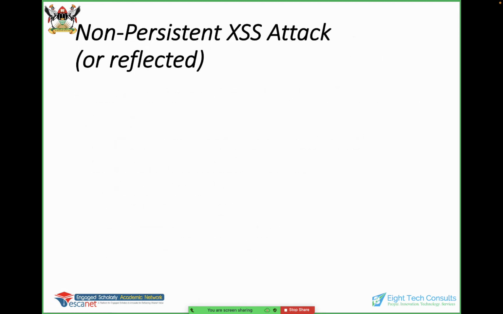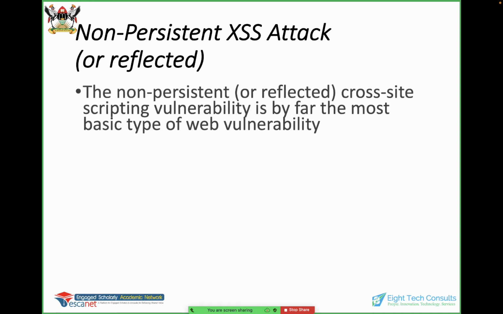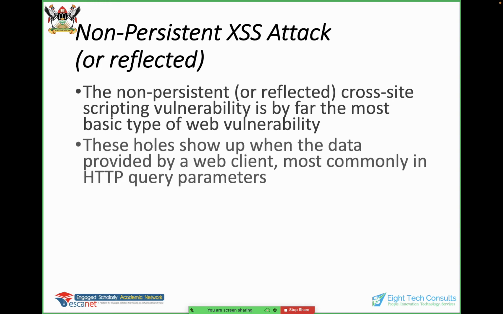So non-persistent cross-site scripting refers to the cross-site scripting vulnerability that is by far the most basic type of vulnerability, because this will not be stored. It will be just displayed during the execution time. It will not be stored, what we call reflected.